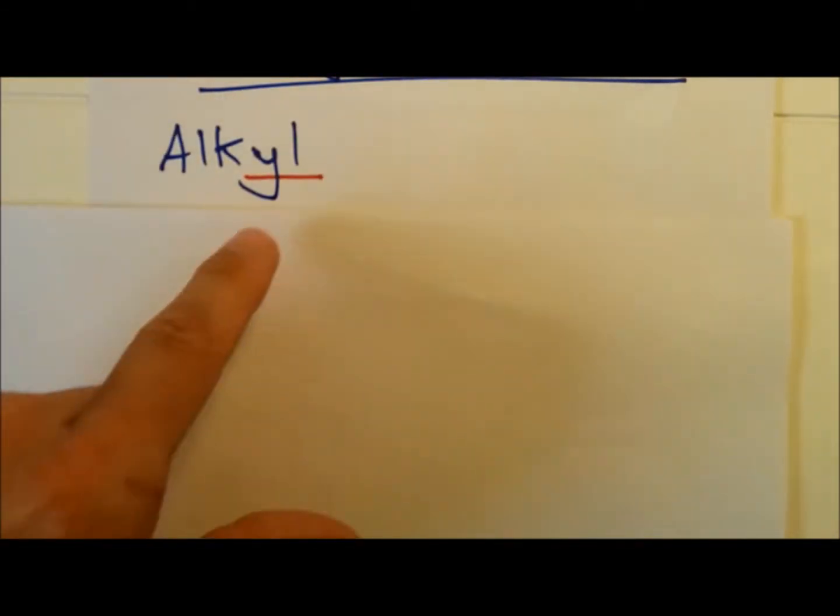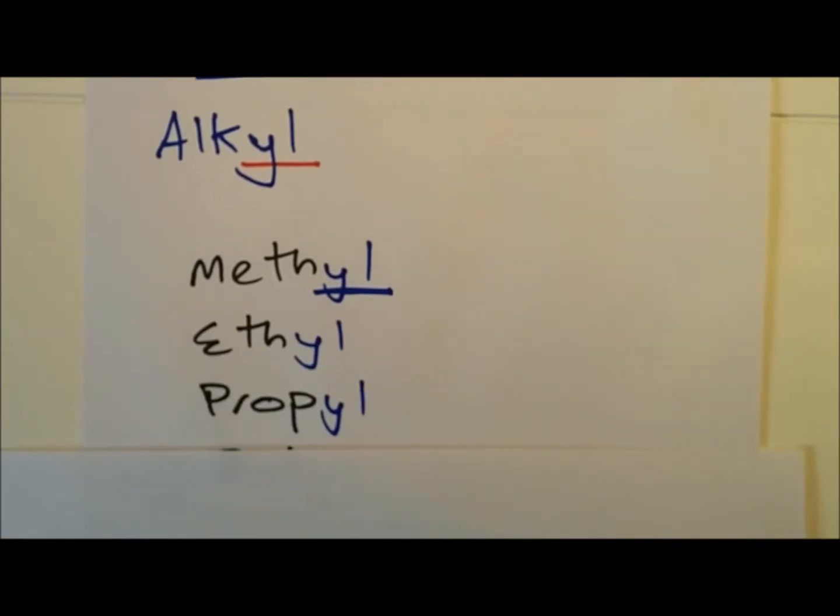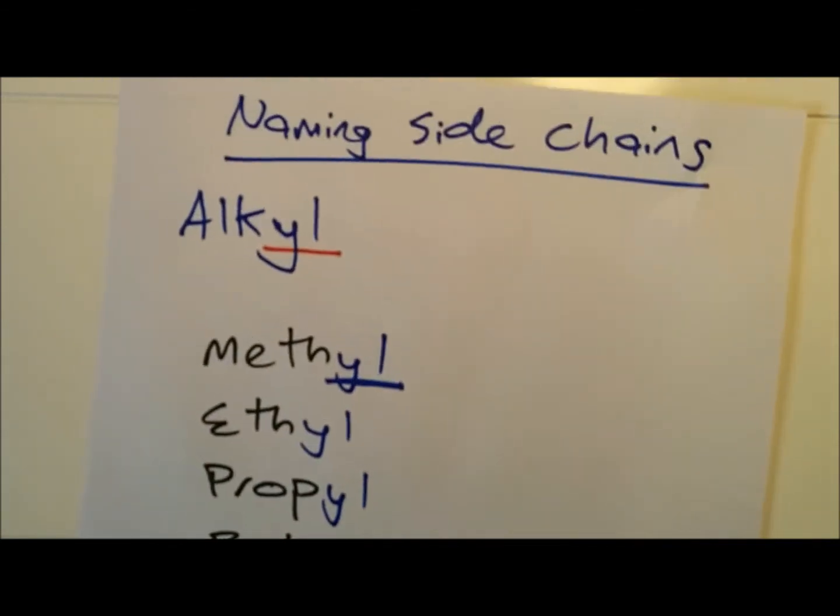So naming side chains, the other name for side chains is alkyl groups. The -yl on the end gives you a clue for how you name them. If there is 1 carbon in the side group, it becomes methyl. If there's 2 carbons, ethyl, 3 propyl, and 4 butyl, so on and so forth.